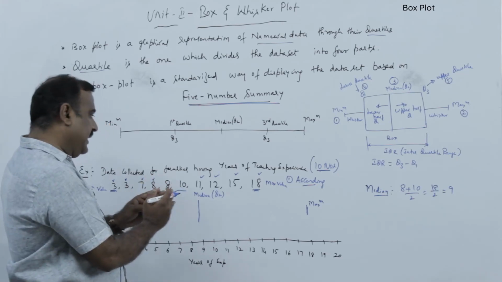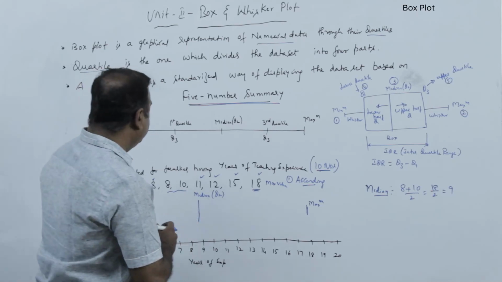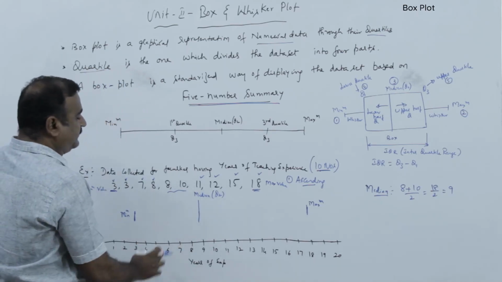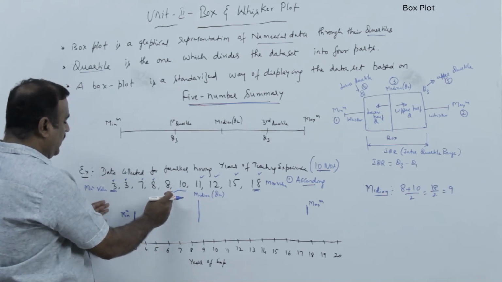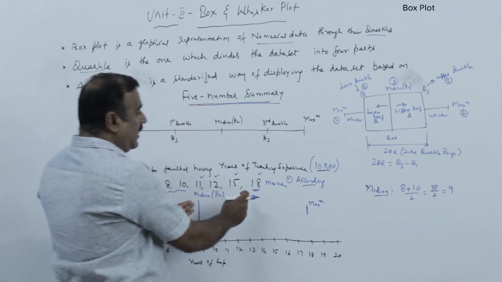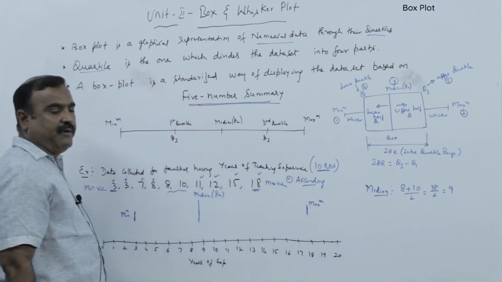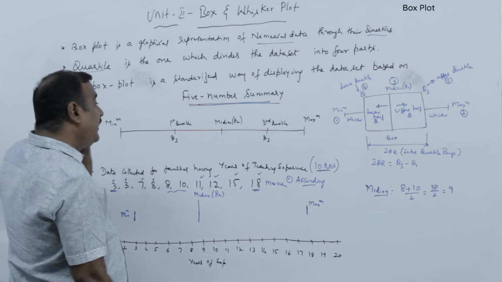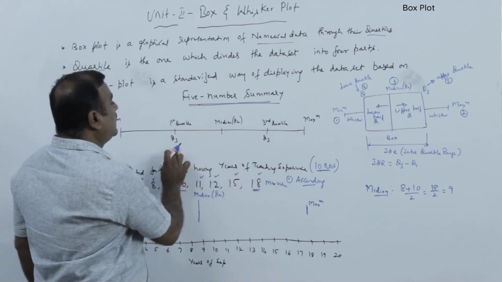It divides half here and half on the other side. Now 9 comes somewhere here. So it divides into the lower quartile and the upper quartile. Now the next job is to find out Q3, and this is Q2.